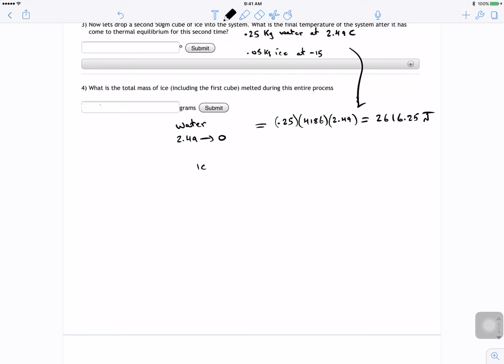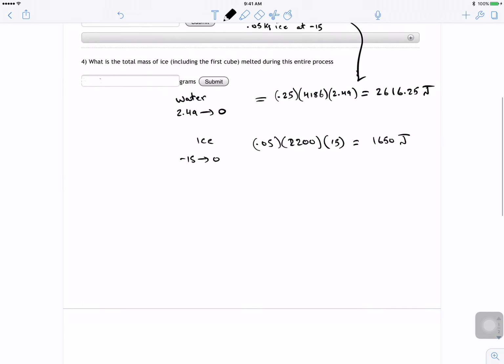Now ice from negative 15 to 0, it's 0.05 times 2200, and then times the temperature, and difference in temperature is 15. So this guy was equal to 1650 joules. Okay, so now we can see clearly that the ice is going to actually melt to get the water to 0 degrees. So it's going to melt from it.